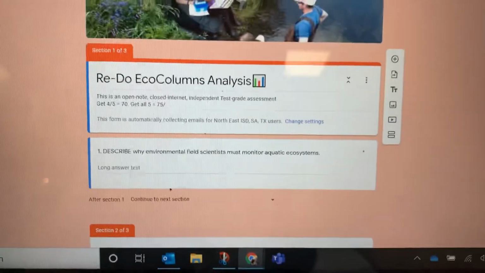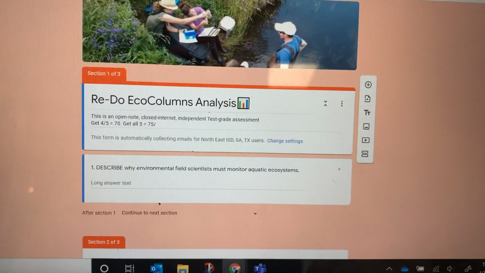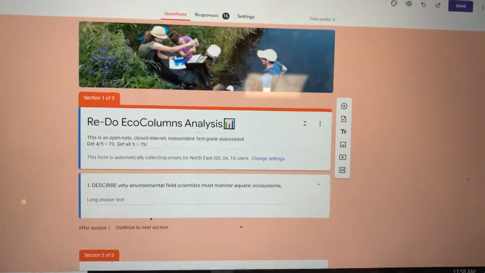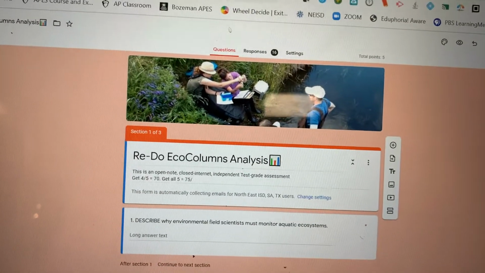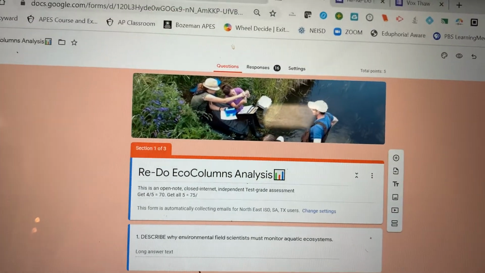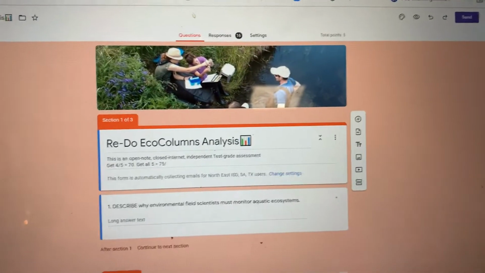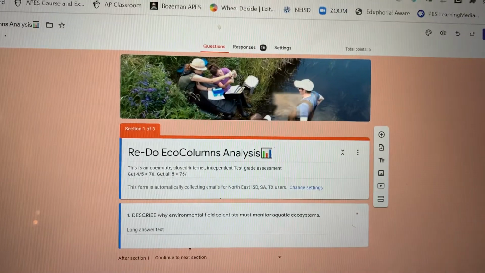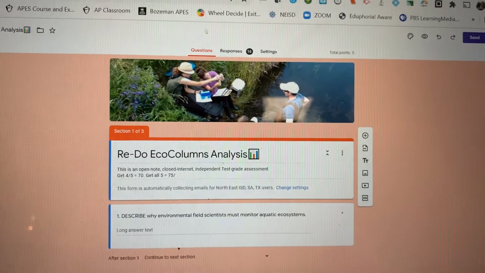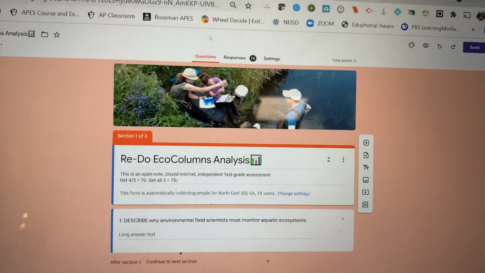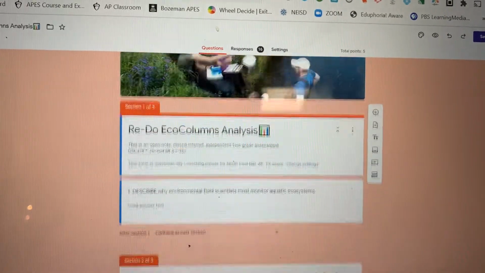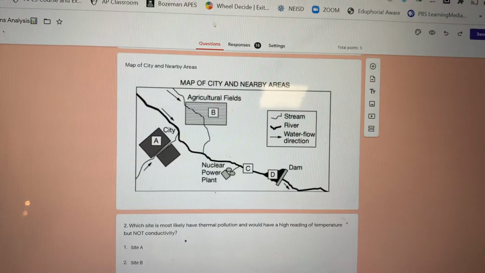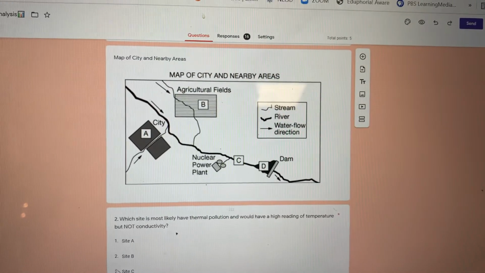So on the very first one, describe why environmental field scientists have to monitor aquatic ecosystems. We're just thinking that they're fragile ecosystems. They're usually small ecosystems, and any sort of disturbance can disrupt the ecosystem. So that's why these field biologists are out there all the time doing the exact same monitoring of water quality indicators that we did.